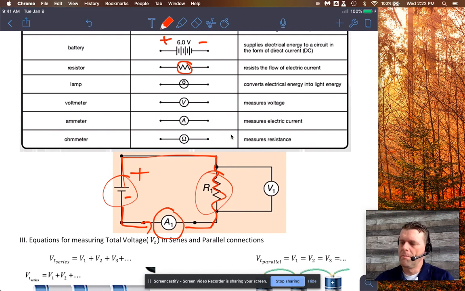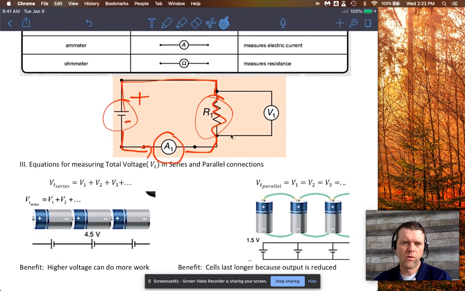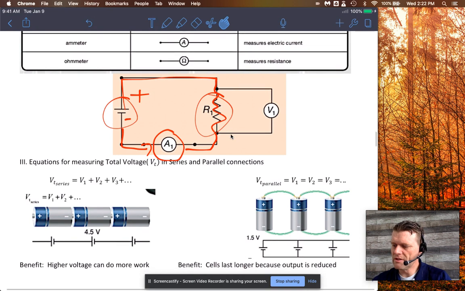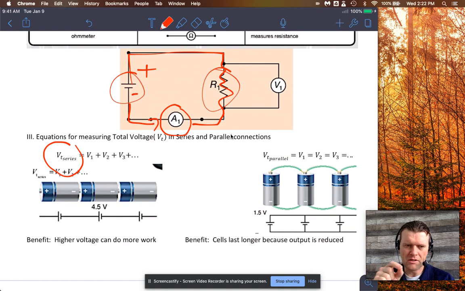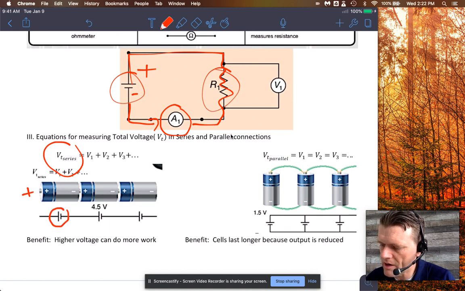So where we're headed here is calculating the totals for voltage and for resistance. They're really not that bad. If you have a bunch of cells in series, like we just discussed, the total voltage, that's what VT series means, the voltage total in series, you just add them up. So this schematic is matching it correctly. Here's the positive and the negative terminal, and they're connected to another one and to another one.